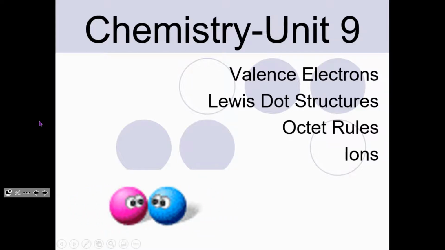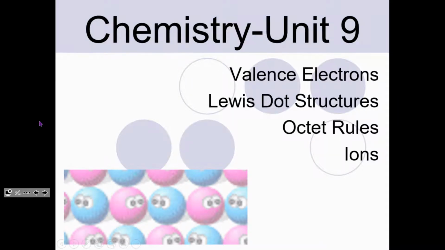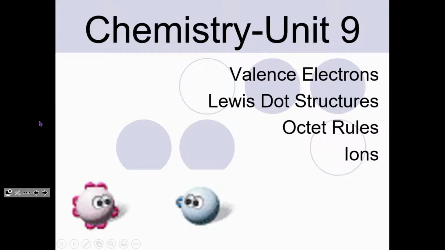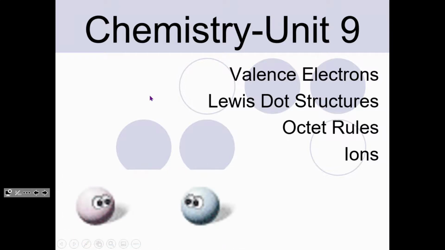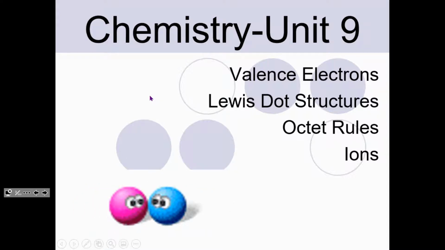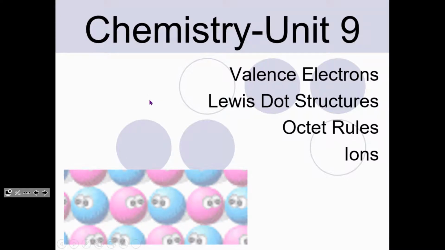Howdy students, this is going to be Unit 9, Bonding in Chemical Compounds. We're going to cover 4 things in this lesson. We're going to cover valence electrons first, then we're going to cover Lewis dot structures, and then we're going to cover the octet rule, and then we're going to look at what happens when elements lose or gain electrons, which we call ions.